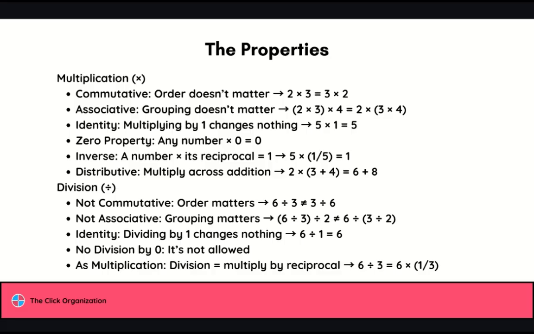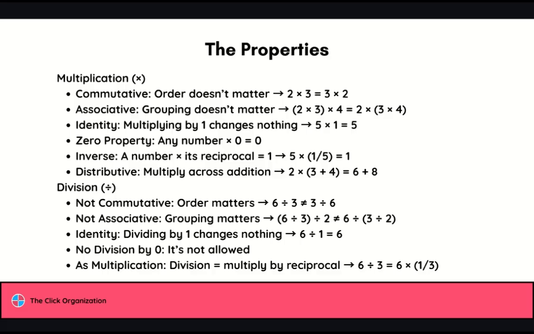So if I want to do this problem, 6 divided by 3, it equals 2, right? But if I write it this way, 6 times 1 divided by 3, it also equals 2. Why? Because 6 times 1 is 6, and 6 divided by 3 is 2. So that's why we say division equals multiplied by the reciprocal.